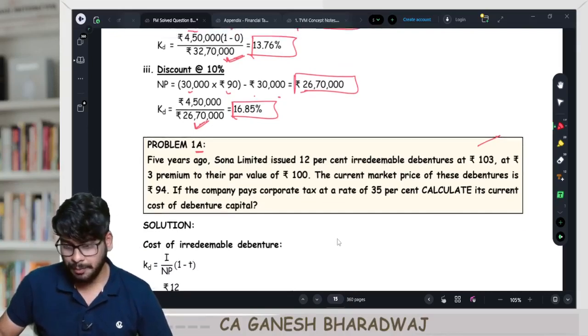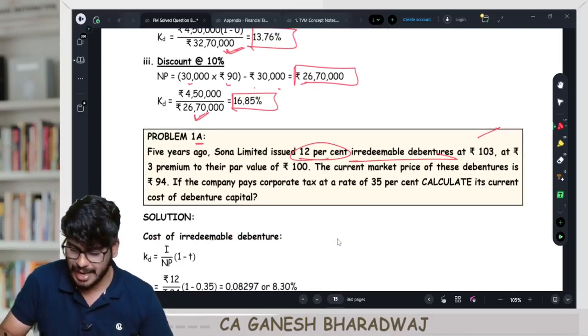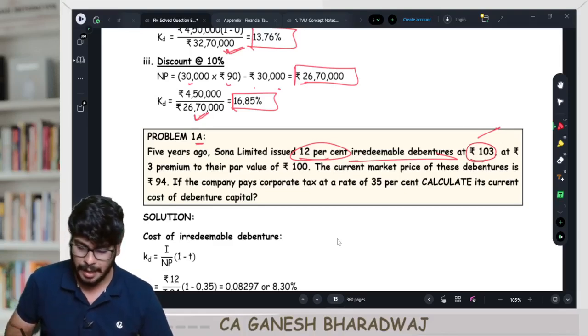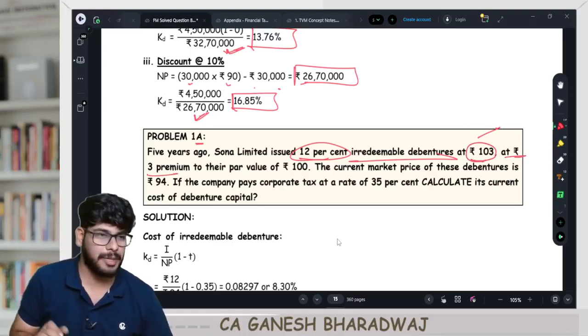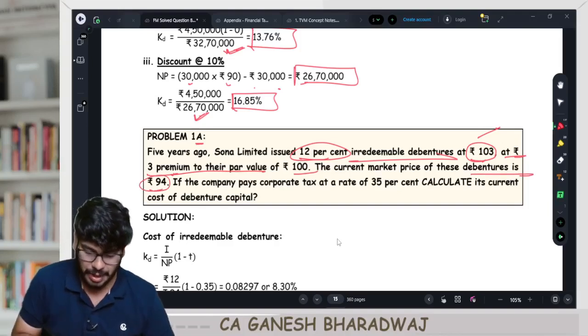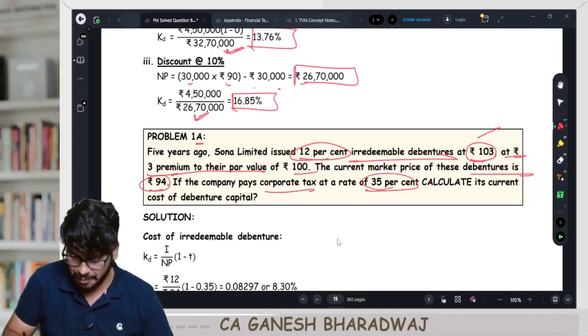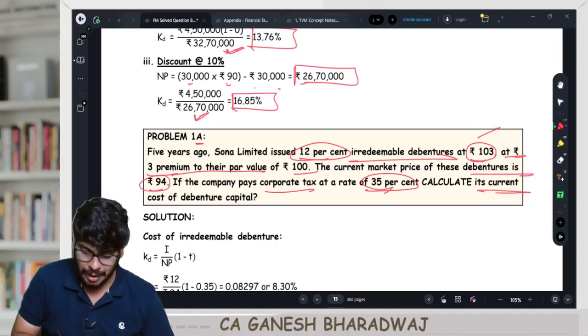5 years ago, Sona Limited issued 12% irredeemable debentures at rupees 103. That is at a premium of 3 rupees: 100 plus 3, 103. 3 rupees premium to the par value of 100. Fine. The current market price of these debentures is rupees 94. If the company pays a corporate tax at the rate of 35%, calculate its current cost of debenture.